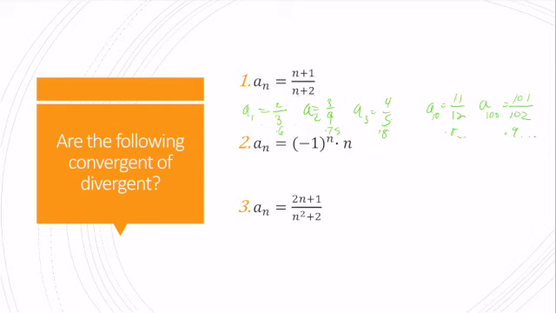We're getting closer and closer. So this converges to 1. It gets closer and closer to 1. Let's take a look at this.